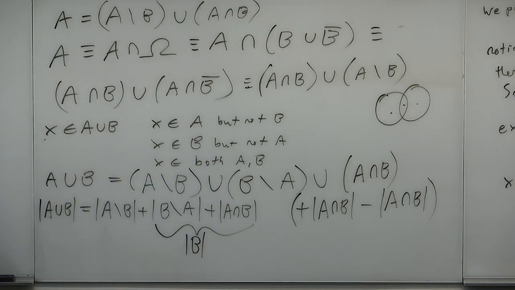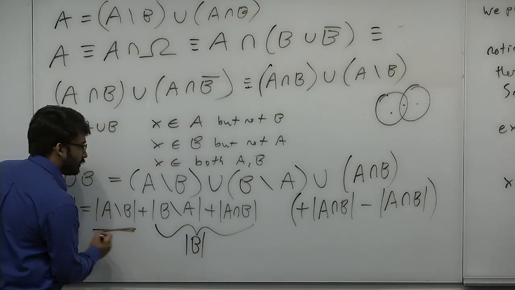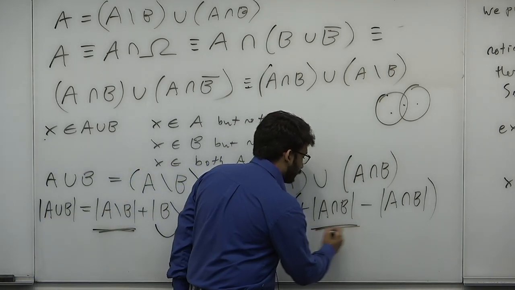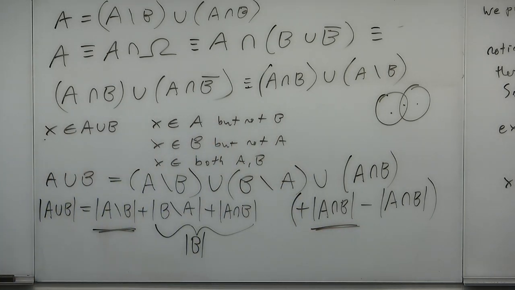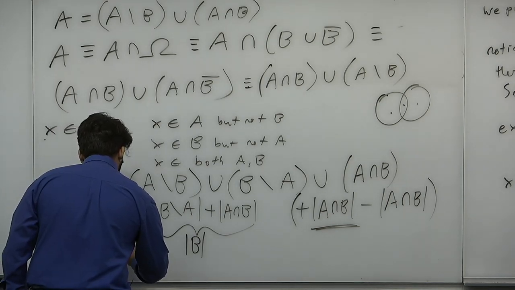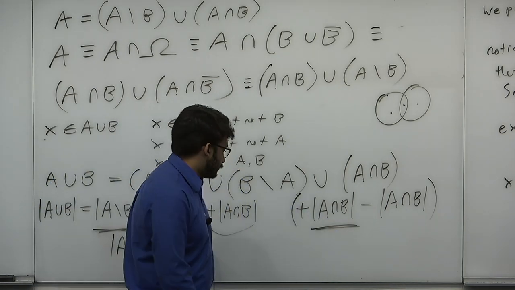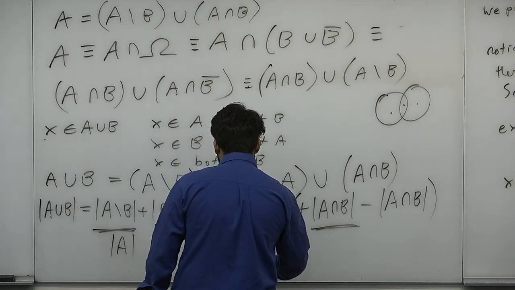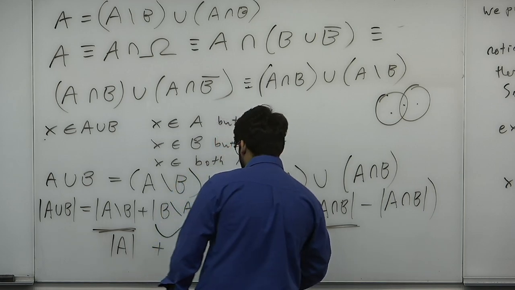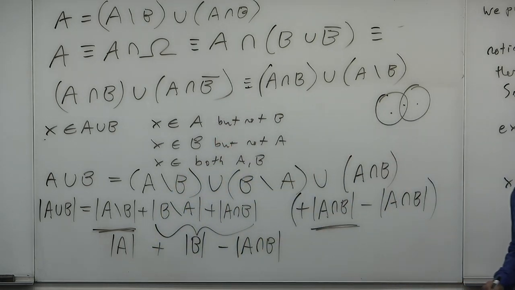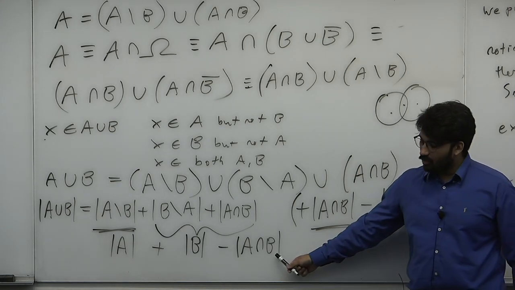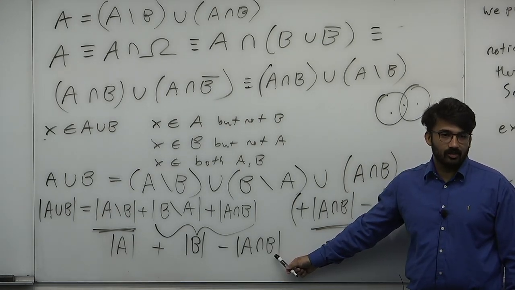Now what is A minus B plus A intersect B? It's A. Now, what is minus A intersect B? Well, we just got that. QED. The cardinality of A union B is equal to the cardinality of A plus the cardinality of B minus the cardinality of A intersect B.